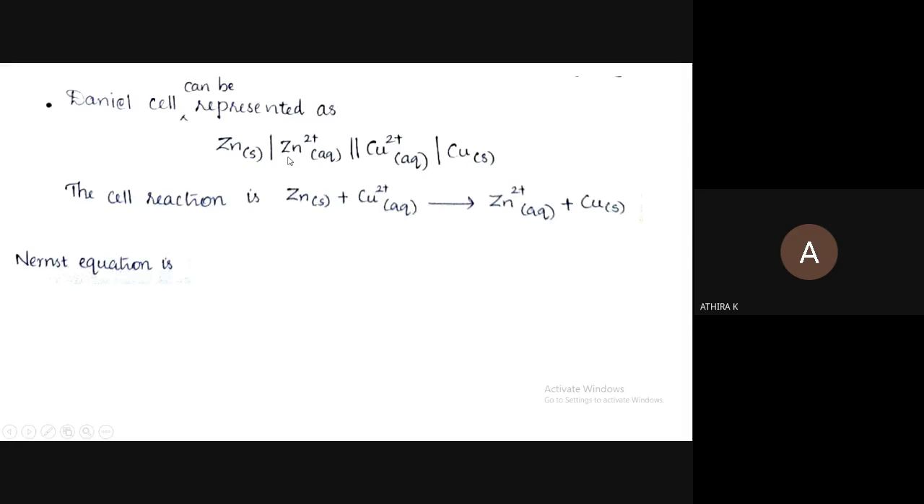Then from this cell representation, we can write the cell reaction. Or from the cell reaction, we can write the cell representation. You can see here. This is the anode.